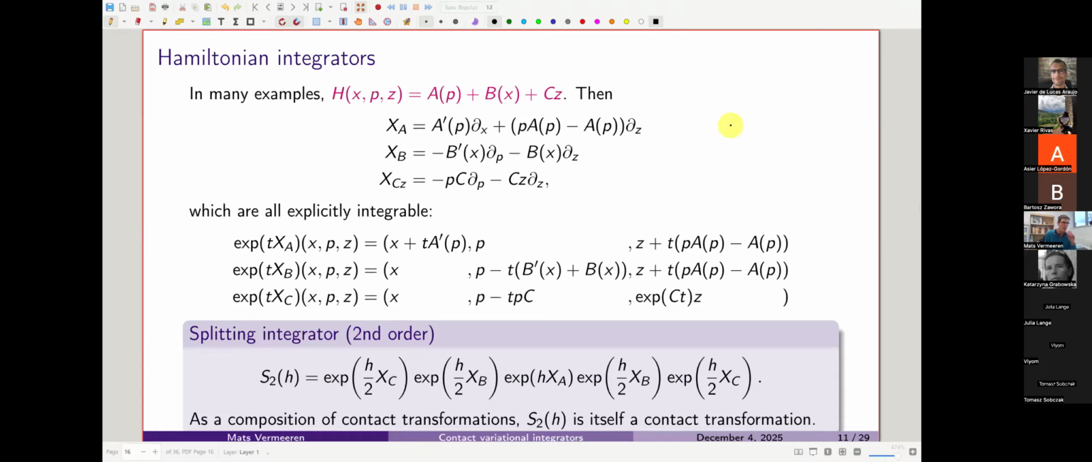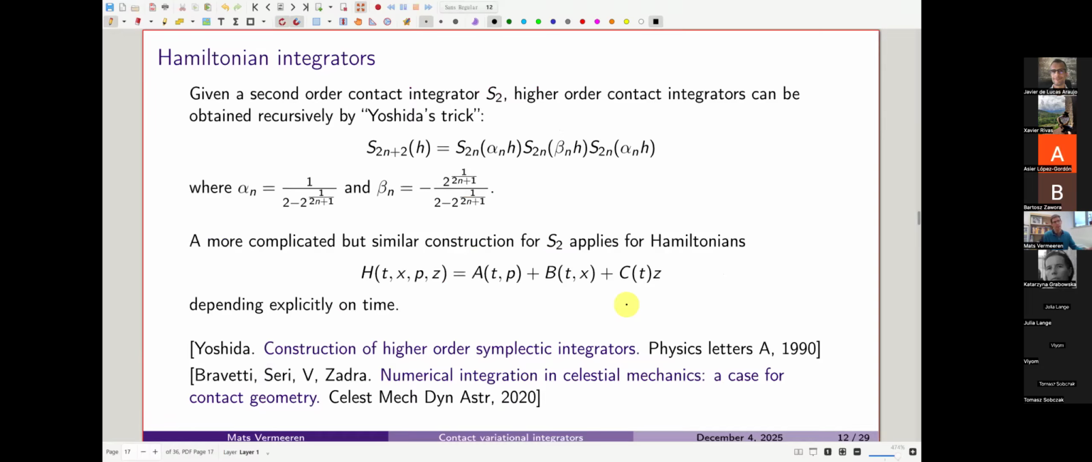Right, so this is one way to get a geometric integrator for contact systems, at least those in the, let's say, physical form. The one I wrote down here is of second order, which is obtained by making it at least of first order and then symmetric. But you can get it to any order by a trick that is borrowed directly from the symplectic setting, where it was introduced by Yoshida.